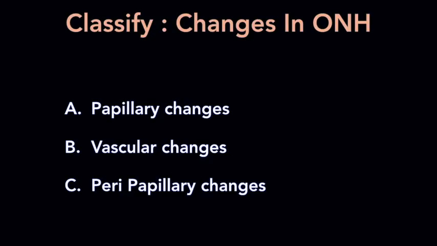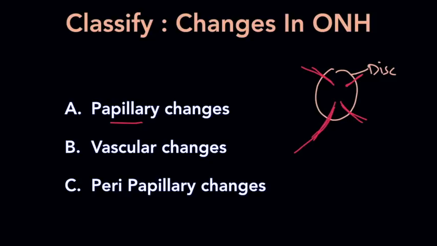What are going to be the optic nerve head changes? Very easily put, we have the optic disc, okay? And we have the blood vessels here. Whatever changes happen within the disc are the papillary changes. The consequent vascular changes are the next part of the discussion, and whatever happens surrounding the disc, be it a hemorrhage or a scar, we'll discuss under the peripapillary changes. So we'll take it one by one, step by step.